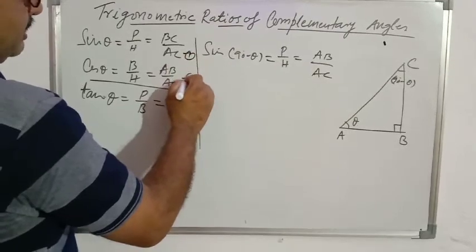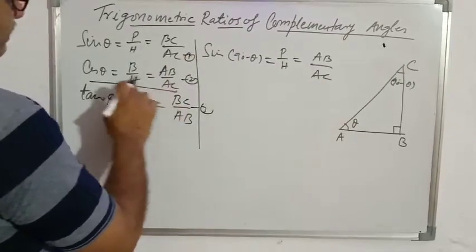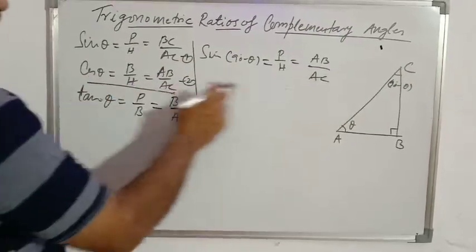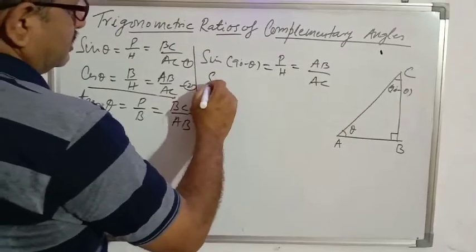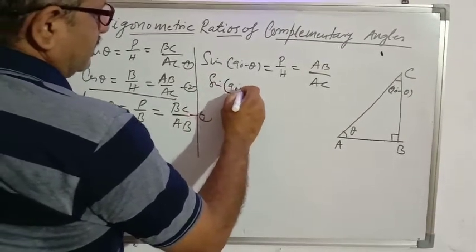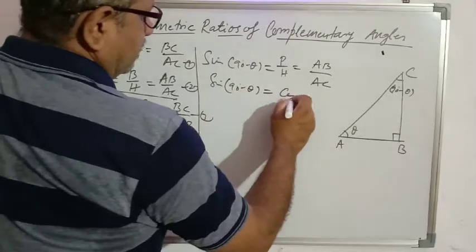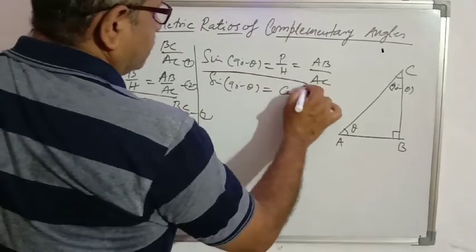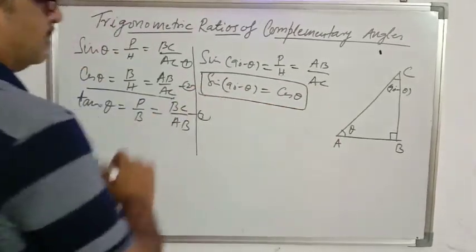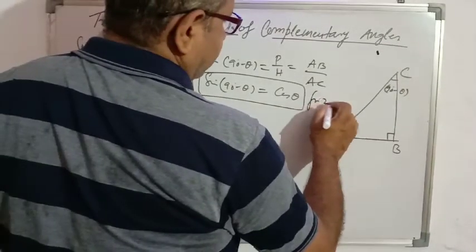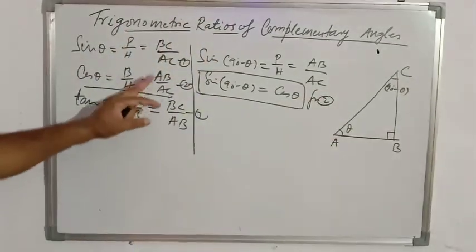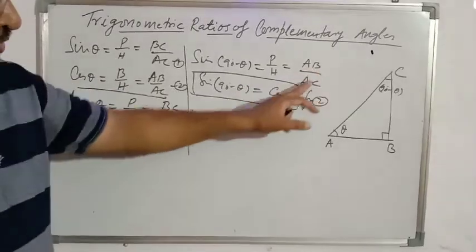See, what is AB by AC? From the second equation, AB by AC is cos theta. So we can put here cos theta. Sin 90 minus theta is equal to cos theta.